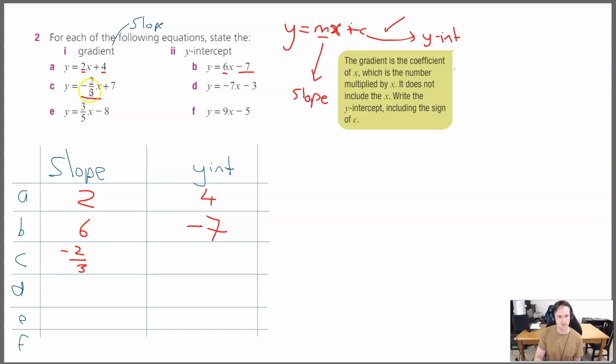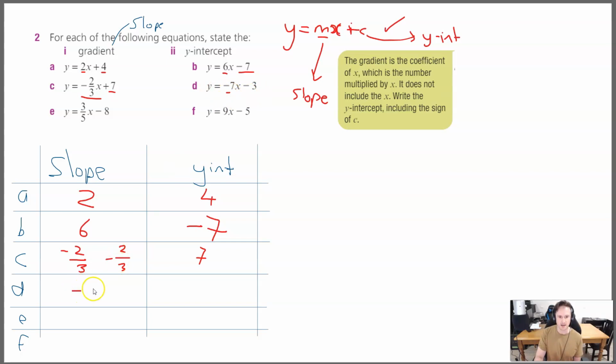When it's a negative number, the negative sign is kind of before the 2. The negative number is assigned to the numerator, the top number. So whether you write it as -2 on 3 or -2/3, it's pretty much the same thing, but this first one is probably a bit more accurate, but they're both fine. And then the y-intercept is going to be 7. For D, is it in the form y = mx + c? Yes, it is.